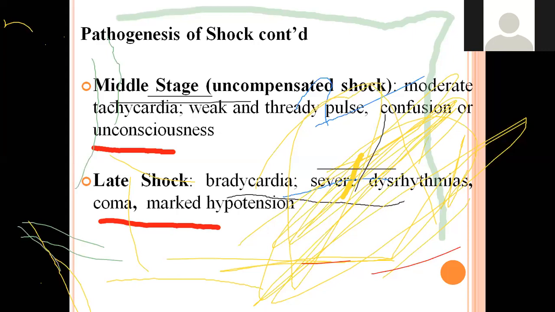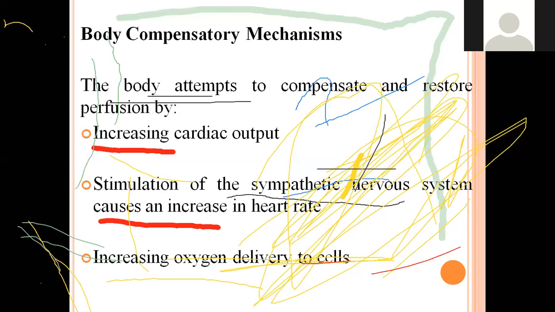So how will the body compensate for this shock? The body's compensatory mechanism is what we'll be looking at now. The body attempts to compensate and restore perfusion by, one, increasing cardiac output. Once there is inadequate blood and oxygen supply to the important organs in the body, like the heart and the kidney, the body will want to compensate by increasing the cardiac output and the heart rate.